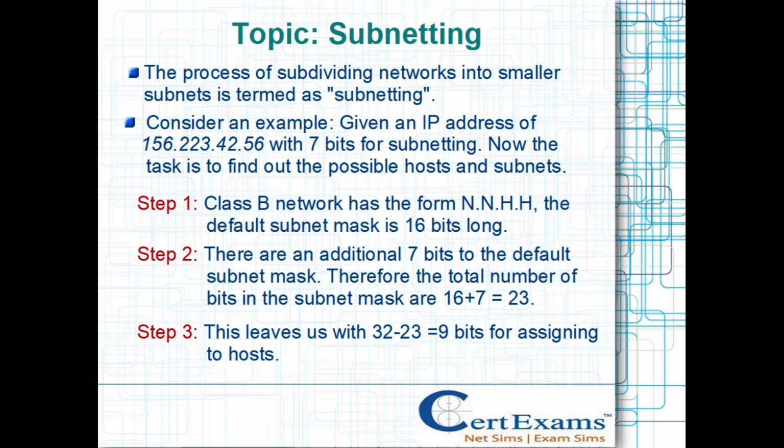Step 1. Class B network has the form n.n.h.h, and the default subnet mask is 16 bits long. Step 2. There are an additional 7 bits to the default subnet mask. Therefore, the total number of bits in the subnet mask are 16 plus 7, which is 23. Step 3. This leaves us with 32 minus 23, which is 9 bits, for assigning to hosts.